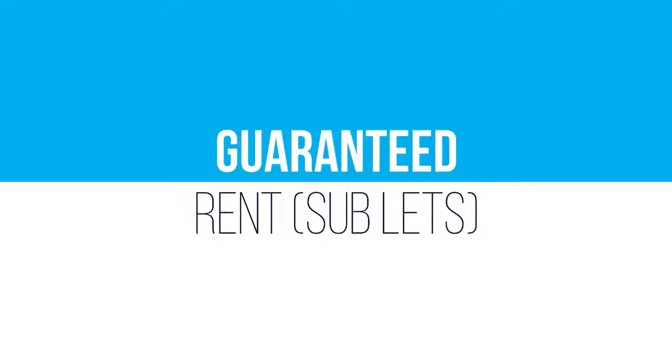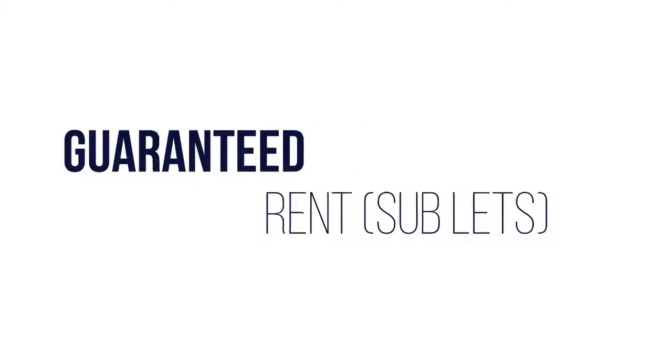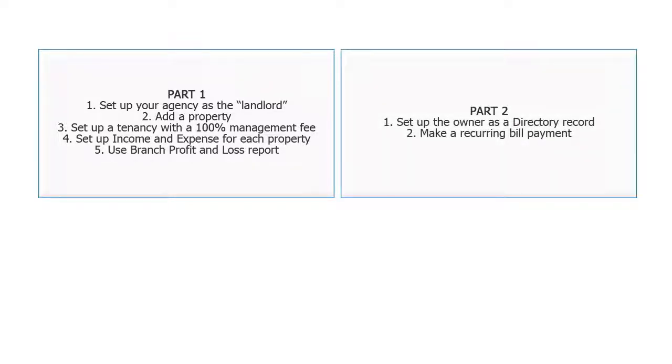Now this is done in two parts. Part one is to set up a property that's owned by you, and you would set yourself up as the landlord. You would then set up a tenancy with 100% management fee. So when you collect the rent, 100% of that rent will be classed as the company's income. Then you would set up a landlord in the directory, the same way as you would set up a supplier, and have a recurring payment going to the landlord that will be classed as your expense.